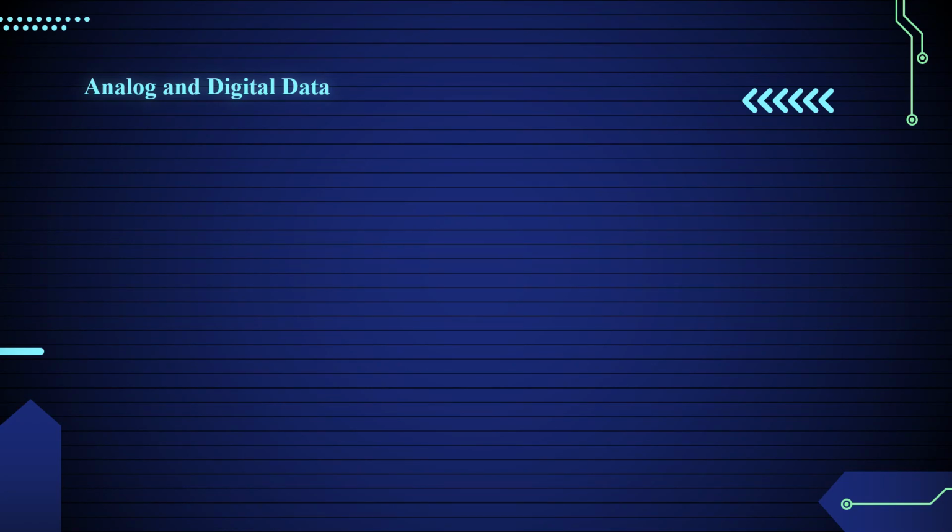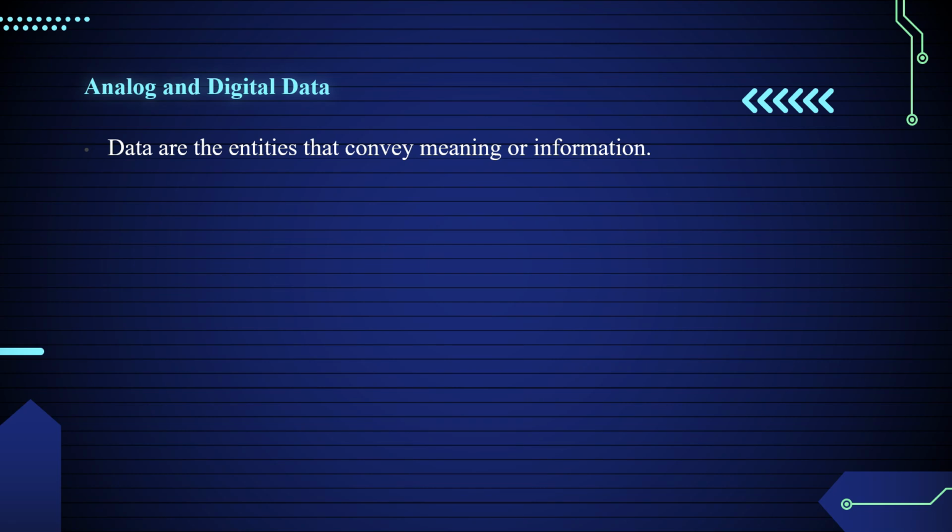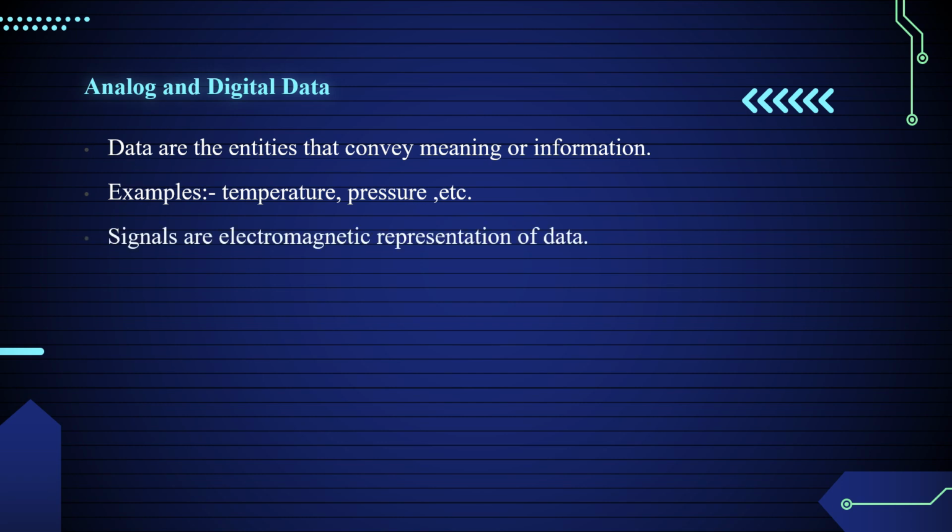Then we will understand about analog and digital data. For this, first we will see what is data. So data are the entities that convey meaning or information. For example, temperatures, pressures, etc. Signals are electromagnetic representation of data.